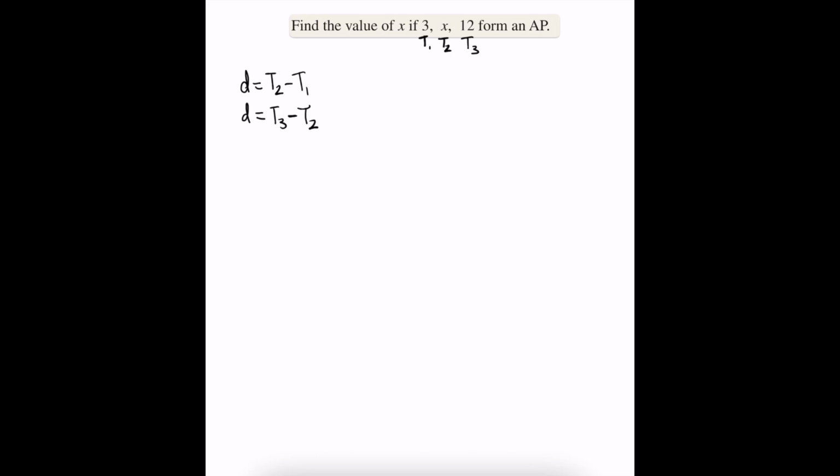So we can say that D is equal to x minus 3, which is T2 minus T1. But D is also supposed to be 12 minus x, which is coming from this formula here. So that means we can just equate them. So we can say x minus 3 equals 12 minus x, and we just solve. So we say 2x is equal to 15, and that means x is equal to 15 on 2, or 7.5.